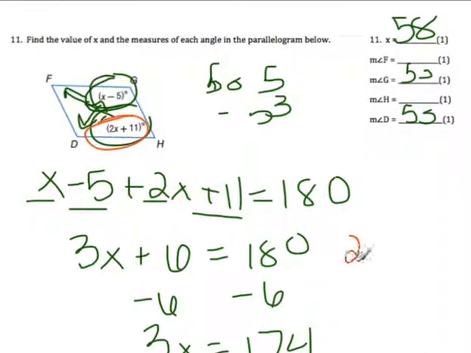I have 2 times 58 plus 11. You can just punch it into your calculator just like that, and you end up getting 127 for angle F. And likewise, H also has to be 127.